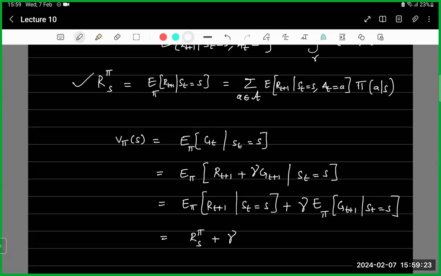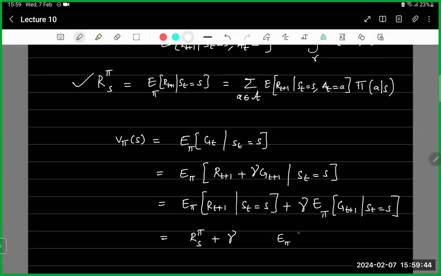I should have st plus 1, conditioned on st plus 1, right? If it is gt plus 1 given st plus 1, then it's V pi of s, right? But right now it's conditioned on st equal to s. So I want one more conditioning. So I'll just introduce that conditioning and just uncondition it. Okay. So what can I do?